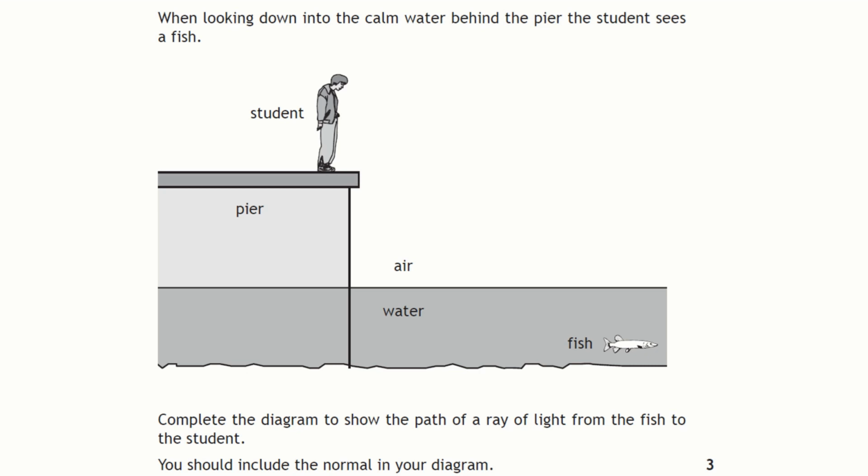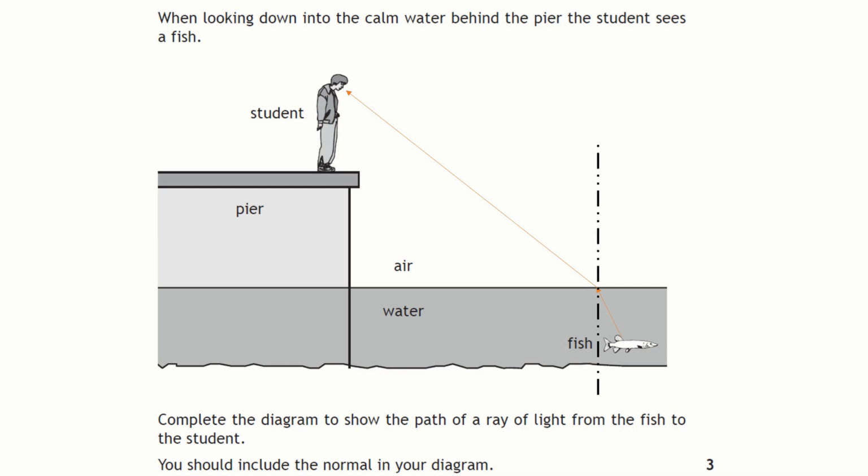If you want, try and remember how this ray diagram looked. Try and roughly sketch it out as you would in an exam. Pause the video and give it a go if you can. So just like the previous example, we've got some of the light reflecting from the fish to the surface. We put a normal in at the boundary between the air and the water at 90 degrees to the surface. And then we show the refracted light going towards the student.